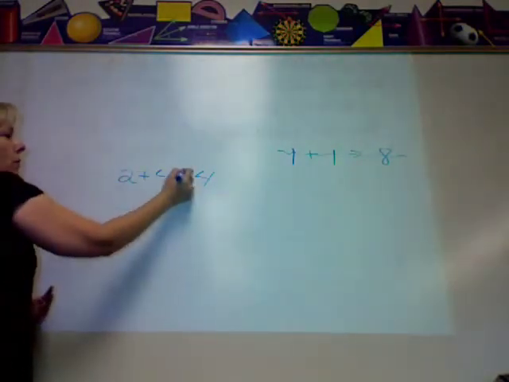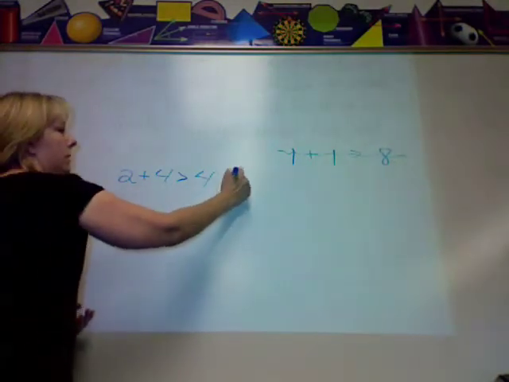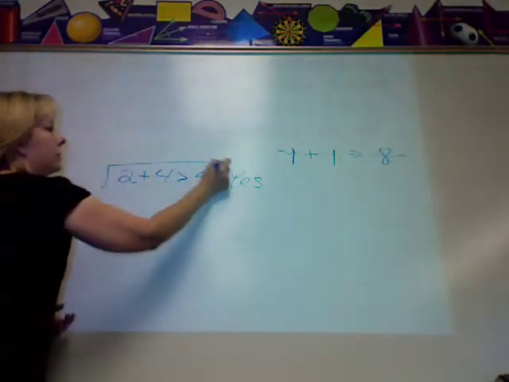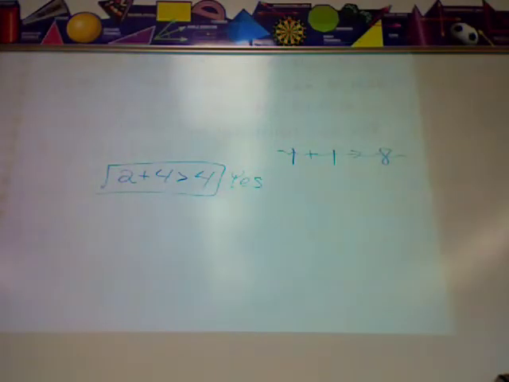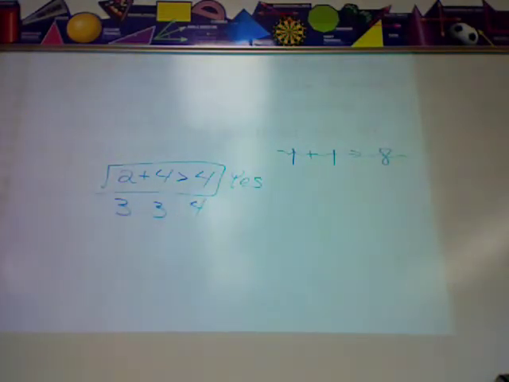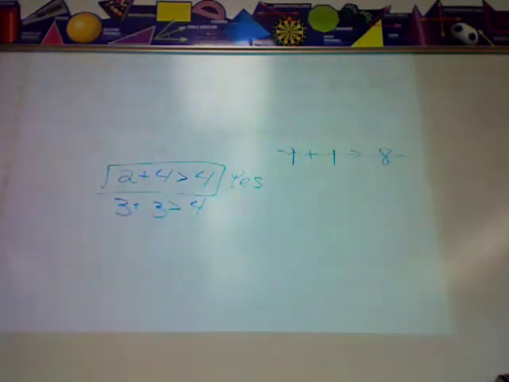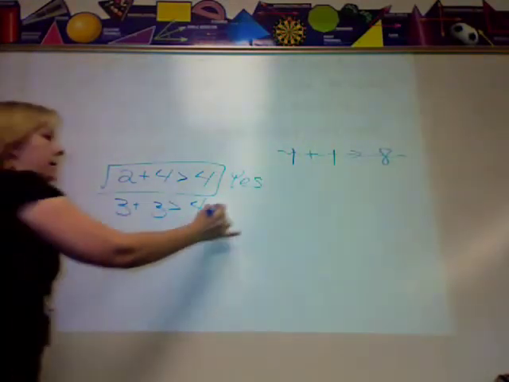Does 2 plus 4 be greater than 4? Yes. 6 is greater than 4, so this works. You could have split the rope into pieces of 2, 4, and 4. Is there more? Yes. 3, 3, and 4. Does 3 plus 3 plus 4 equal 10? Yep. So I'm going to put them in order again from smallest to largest. Does 3 plus 3 be greater than 4? Again, 6 is greater than 4, so yes, that's a possibility.